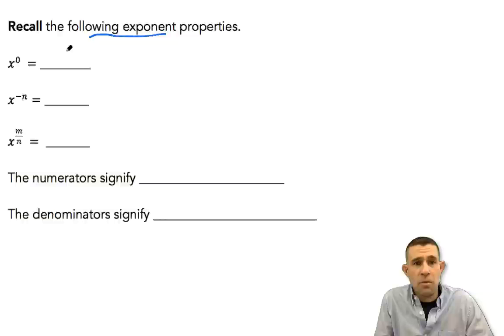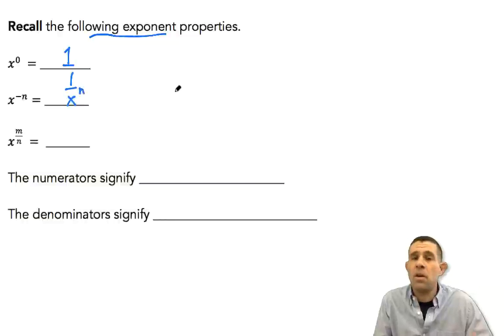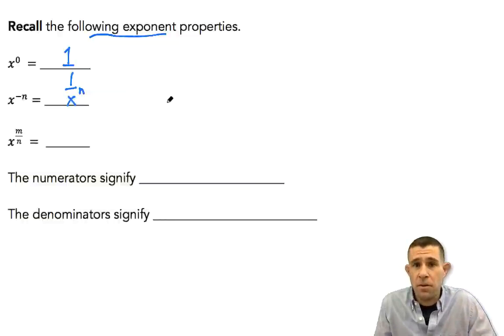Anything raised to the 0 power is equal to 1. X to the negative n power, well, whenever we have that negative exponent, it really just means we're going to take the reciprocal of our base, so now 1 over x, and raise it to the power of the positive exponent. So this is 1 over x to the n.